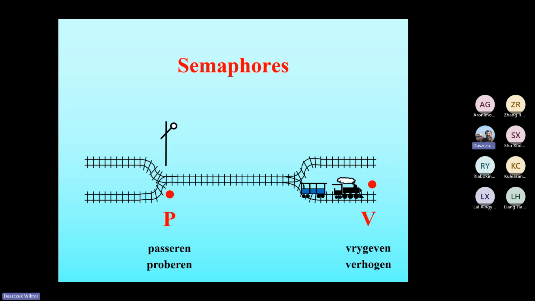Later, he changed his mind. He changed passeren to proberen. Passeren is pass, proberen is to check. It's a better name, I think, because here, the driver checks if he can enter the common part of the track. And verhogen, it means nothing because it is not a word. It is a connection of two Dutch words, which I don't remember what they mean. So let us stay with release.